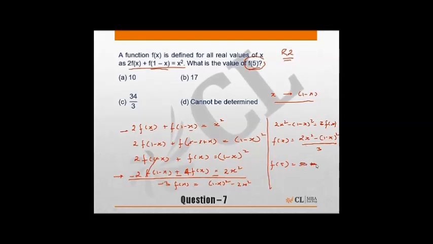I'm sorry, this should be minus. 1 minus x is minus 4, minus 4 square is 16. So 16 upon 3, which is equal to 34 upon 3. So f of 5 should be 34 upon 3, choice C.